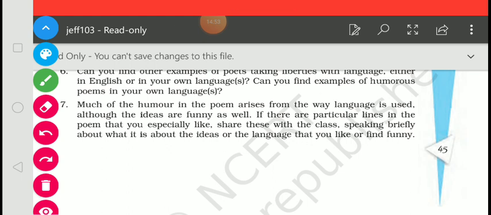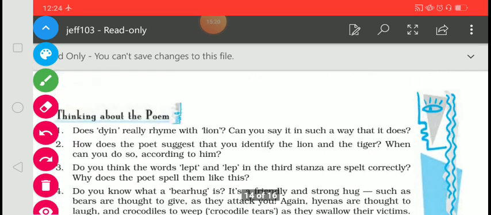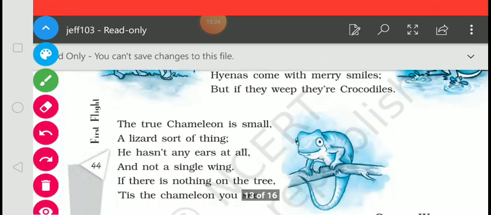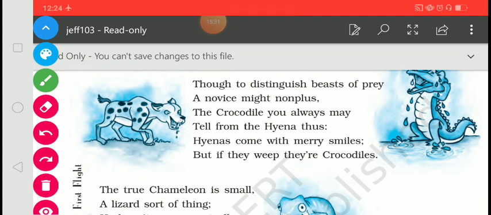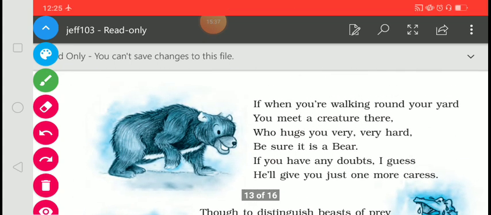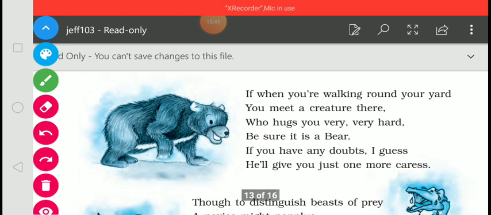One such is, if he roars at you as you are dying, you will know it is the Asian lion. Or the other one is, a noble wild beast greets you. So the poet's idea of explaining the characteristics of the wild animals is quite humorous, quite funny. You can find more lines which are funny in the poem. Like, hyenas come with merry smile, but if they weep they are crocodiles. So there are so many lines in the poem which you can write on your own.